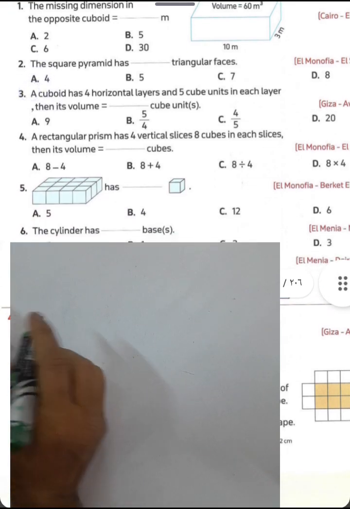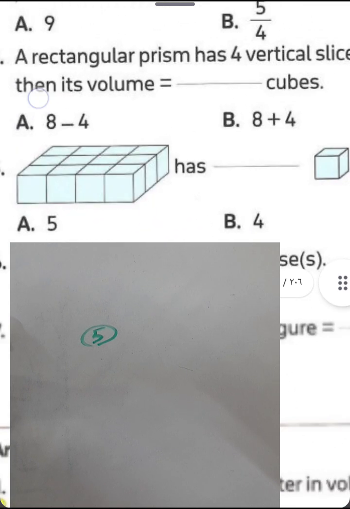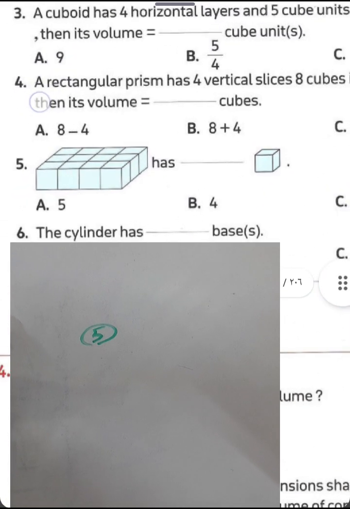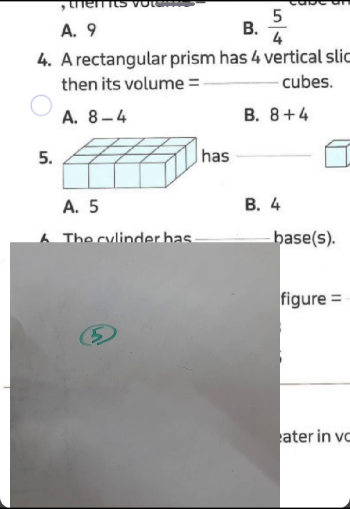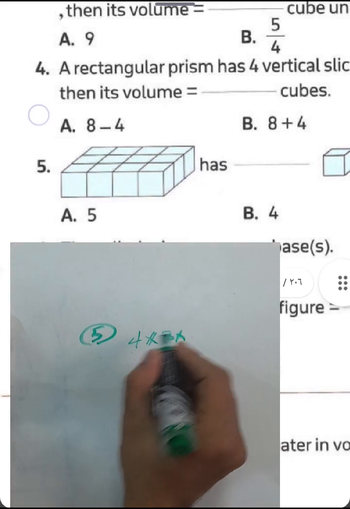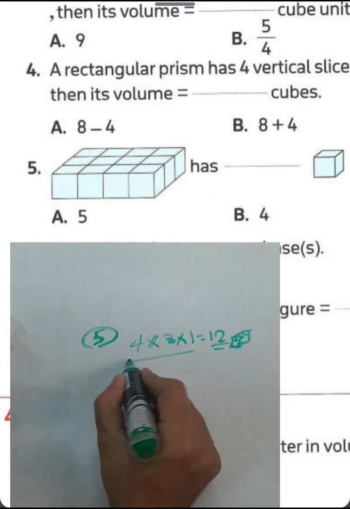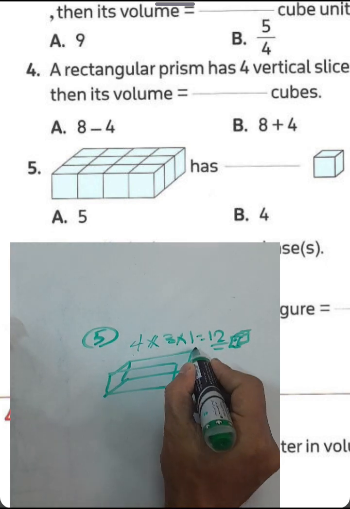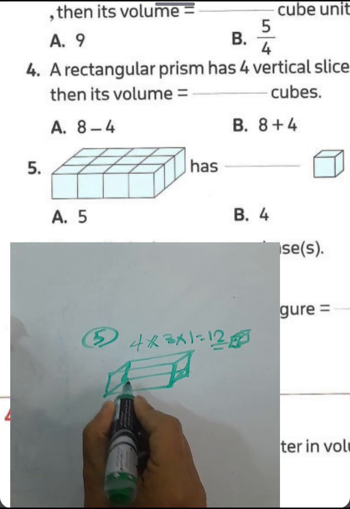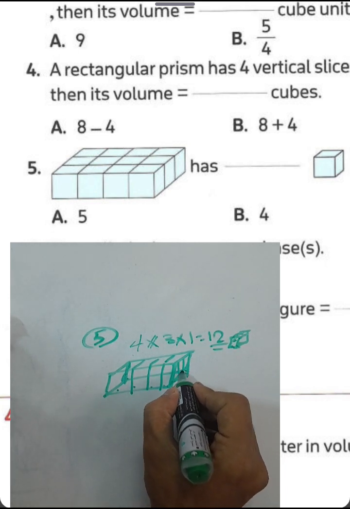Question number 5. We have a rectangular prism here. How many cubes inside it? We can count, or write length times width times height. Counting: 1, 2, 3, 4, 5, 6, 7, 8, 9, 10, 11, 12. We have 12. Or length times width times height: length is 4, width is 3, times the height 1. The result will be 12 cubes in the rectangular prism, or we can call it a cuboid.